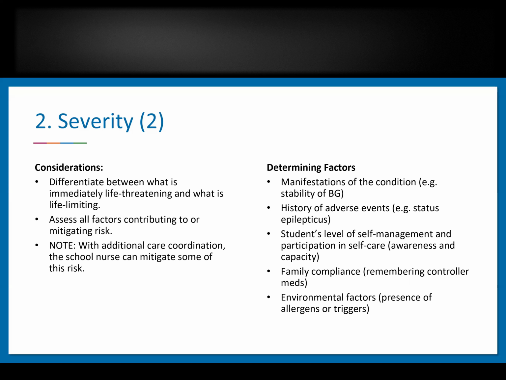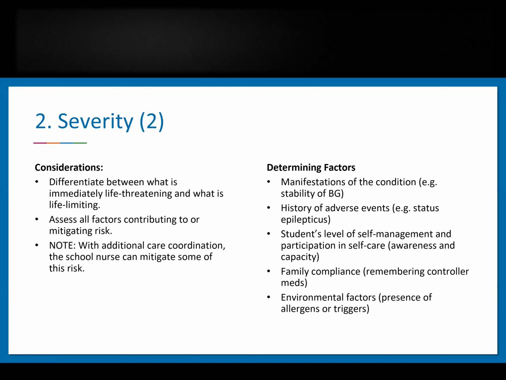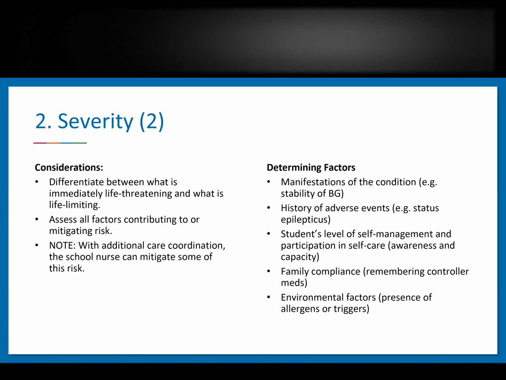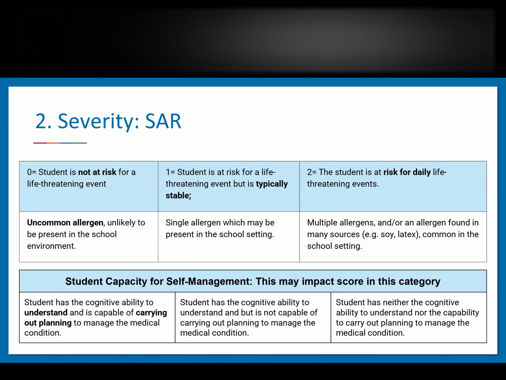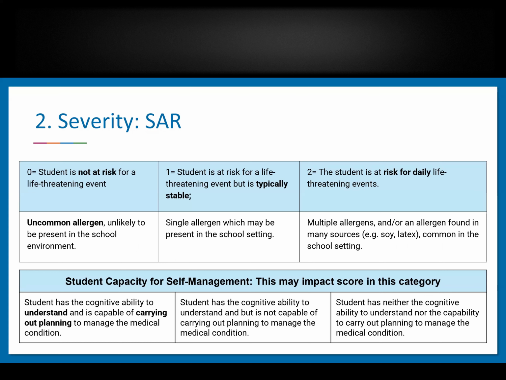Double count alert. Note, with additional care coordination, the school nurse can mitigate some of the risk. In that case, the score for severity would be lower and data on additional care coordination would be captured later in the tool. Throughout this presentation, we will be sharing examples which illustrate how the scales are defined and how they are to be used. Examples will come from the guidance below the tool and from some case studies we will discuss later in the session.